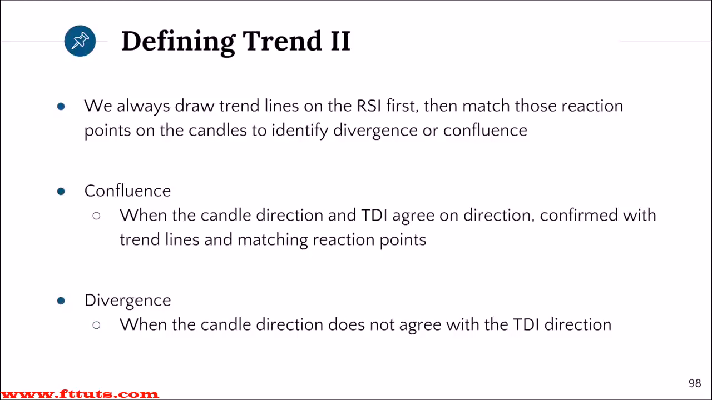Divergence is when the candle direction does not agree with the TDI direction. Confluence is when the candle direction does agree with the TDI direction, meaning if the TDI is in the buy zone and the candles are above the EMAs and the EMAs are pointing up and we should be going long, you have confluence. TDI in the buy zone, EMA say buy. Where's my entry?